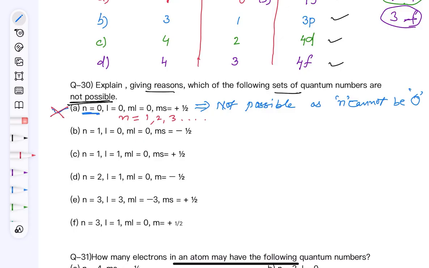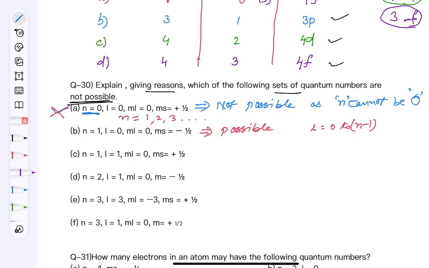Now let us go to the second one, where you have n is 1, L is 0, ml is 0 and spin quantum number is half. This is possible. When n is 1, L can have value 0. In fact it has only the value 0, because we know that the value of L ranges from 0 to n minus 1. So when n is 1, the value of L will be 0 only. So this is possible.